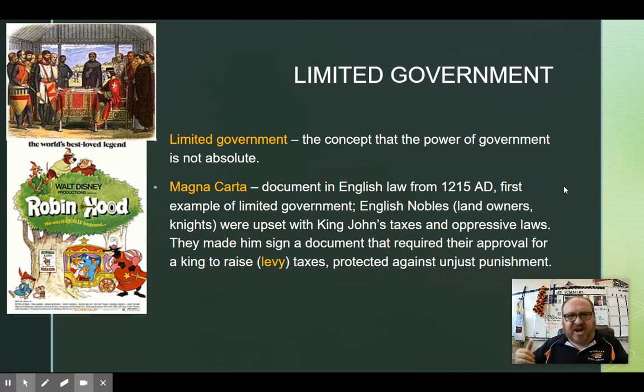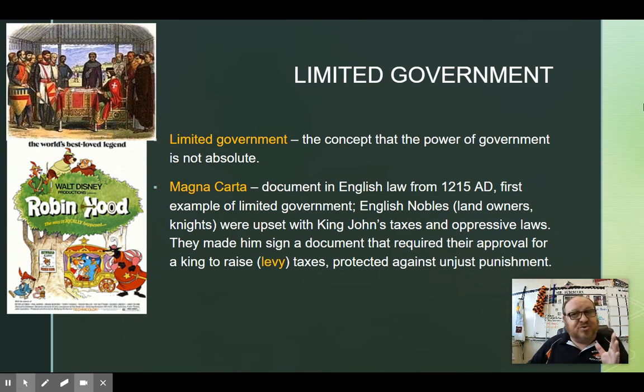They drew up this document that they called the Magna Carta that limited his power, basically created them as a council. And so then any laws that John wanted to create, he had to get permission from this council of nobles, later known as Parliament, in order to get anything done. It also protected people against unjust punishment.